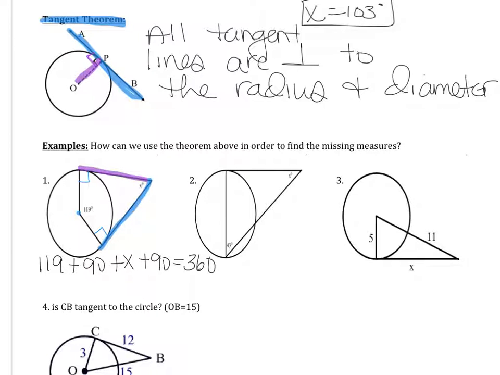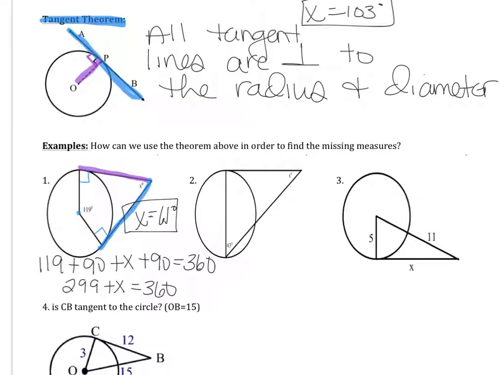So in my calculator, I'm going to do 119 plus 90 plus 90. I get 299 plus x equals 360. So now I'm going to subtract that from 360. And I get x equals 61 degrees. All right, let's look at the next one.